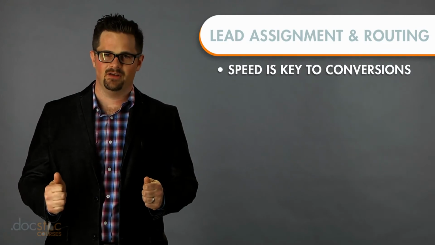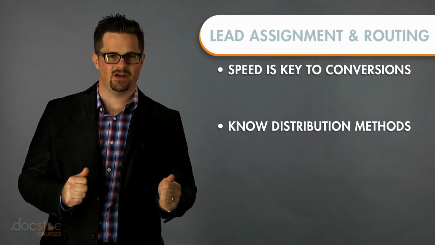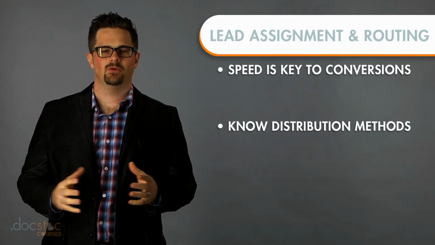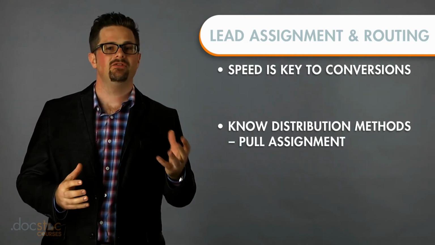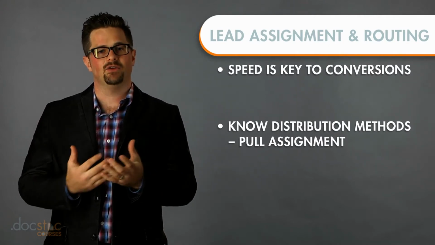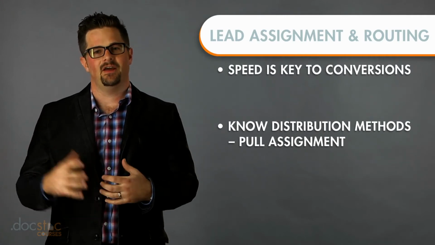Another big important thing is the types of distribution methods, how to assign those leads. There are a few different ways to do that. One of the ways to do that is pull assignment. You receive a lead, and your users are allowed to basically pull that lead. They can request the lead, the lead is delivered, and then they call it.